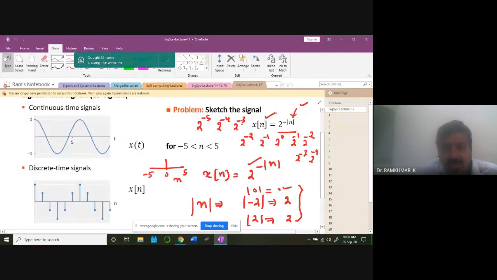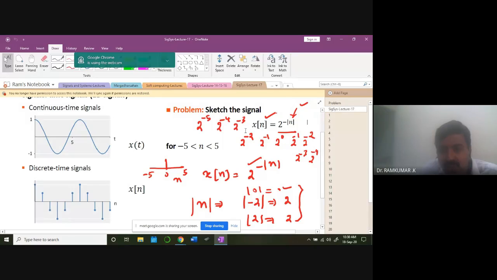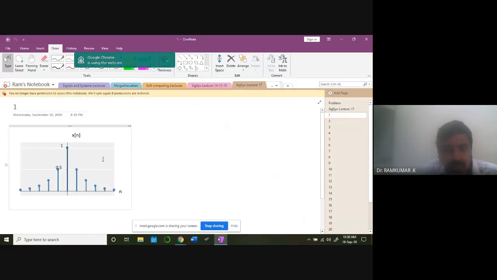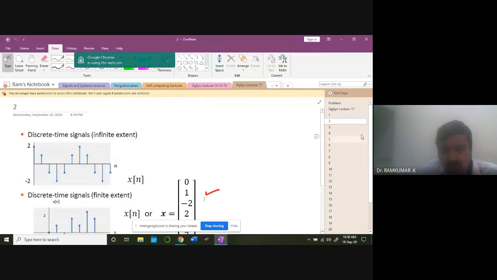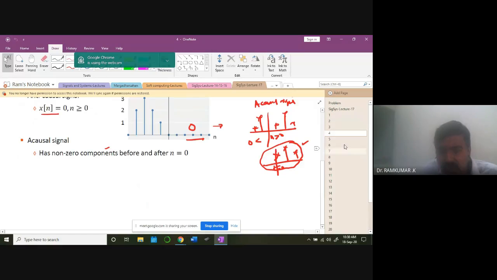In the same manner, in the last class I said x of n equal to 2 to the power of minus n. You simply plug in some n values and see what kind of signal you get. This is the kind of signal you'll be getting. You plug in values, that's all, and you will easily understand. All this we discussed in the last class.